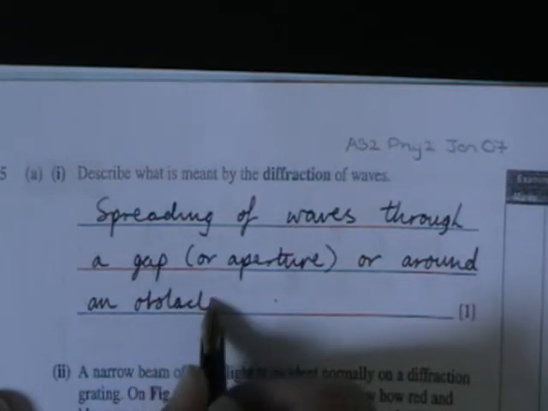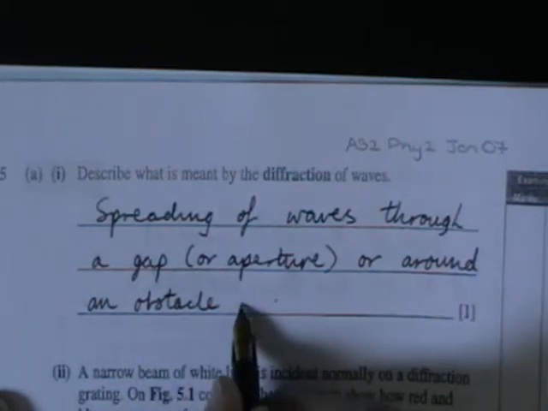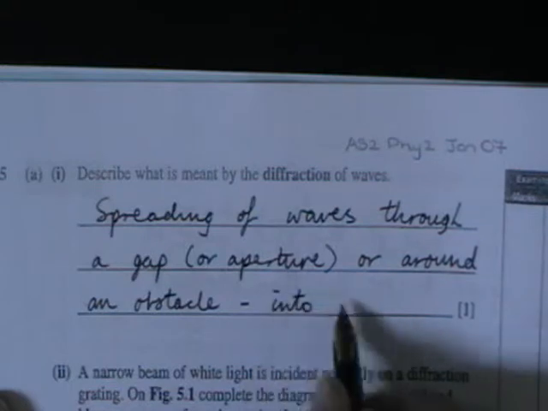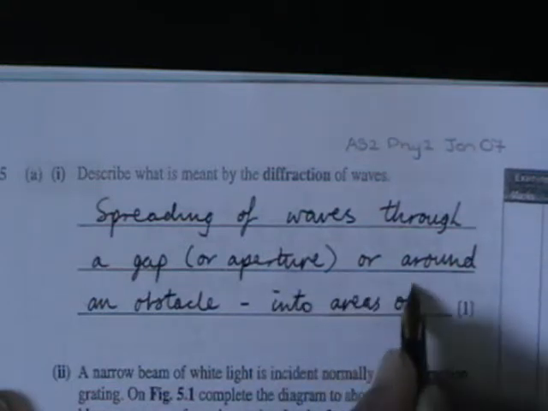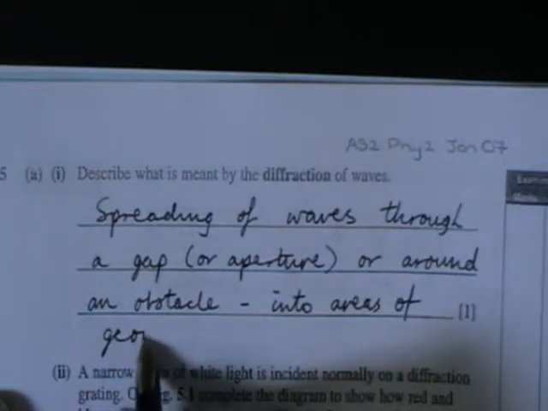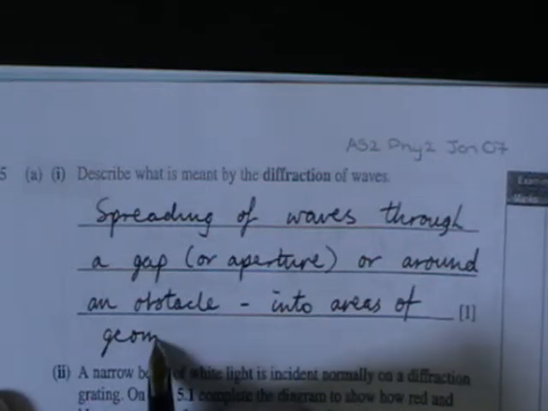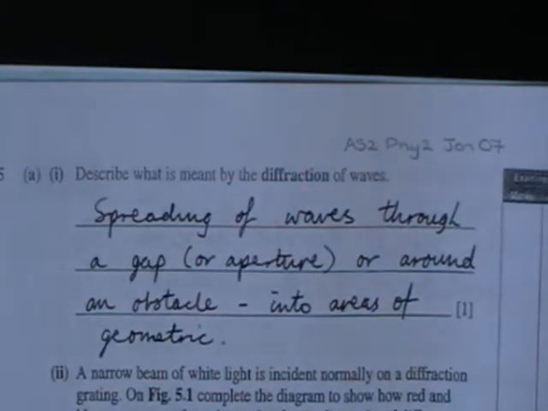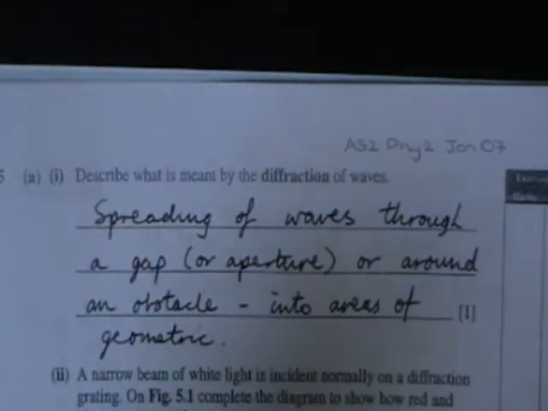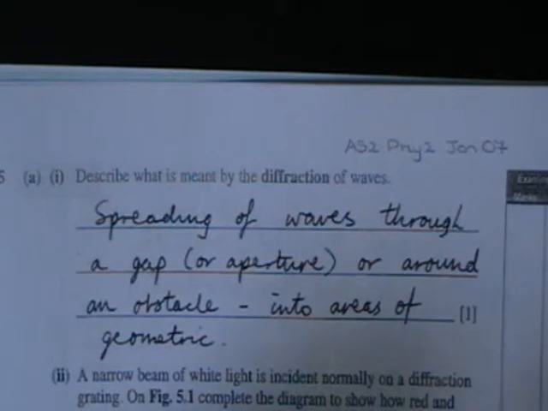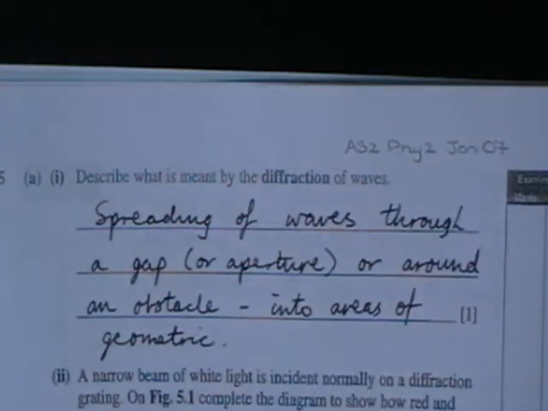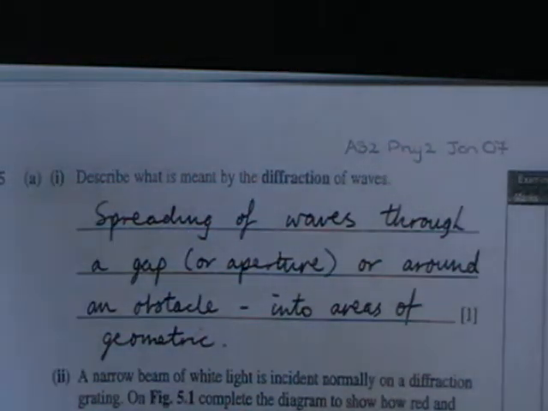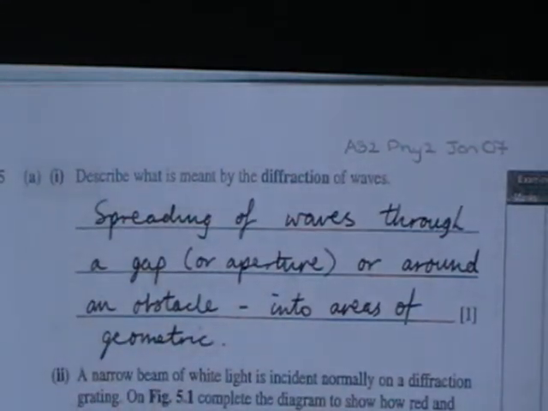Now in the mark scheme it just happens to mention that's into areas of geometric shadow. Now that just means that it goes into areas where you wouldn't expect it. If it just went straight through without spreading, it would leave a geometric shadow. So if it was a circle, it would show the shape of the circle. But here what you find is it spreads into areas beyond that circle.